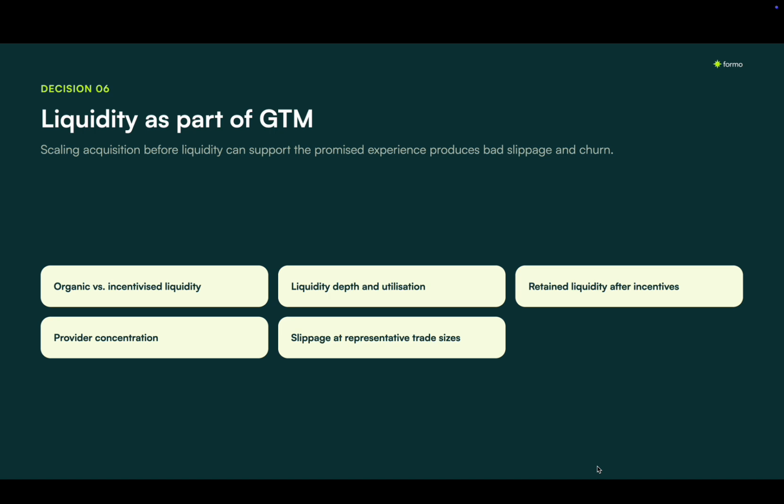Liquidity is part of GTM for protocols where users need to trade or move assets. Scaling acquisition before liquidity can support the promised experience creates bad slippage and churn. So teams need to monitor several things: organic versus incentivized liquidity, liquidity depth and utilization, retained liquidity after incentives, provider concentration, and slippage at representative trade sizes. Acquisition and liquidity need to scale together.